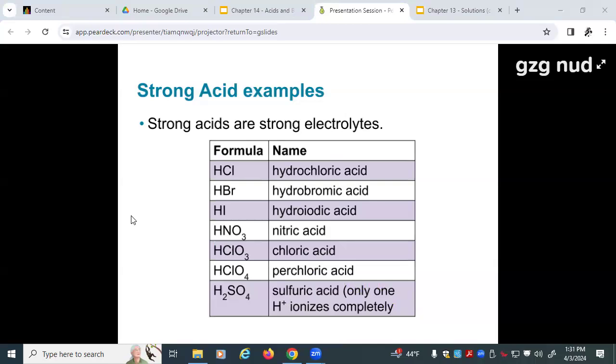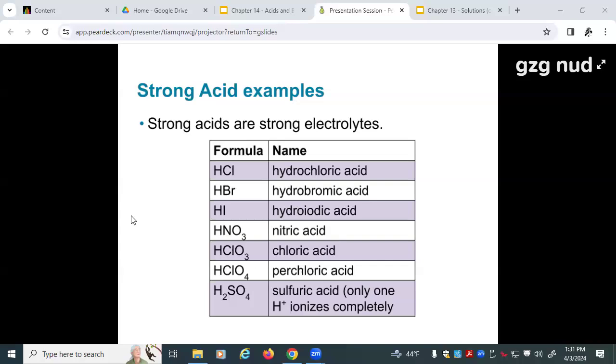So, unfortunately for us, there is no real hard and fast way to remember which acids are strong and which ones are not. This is your list of strong acids. Now, you'll notice on this list, there are some familiar names, things that you've seen before. Things like hydrochloric acid, things like nitric acid, things like sulfuric acid. Those acids are common strong acids, and they find their way into a lot of different kinds of products.